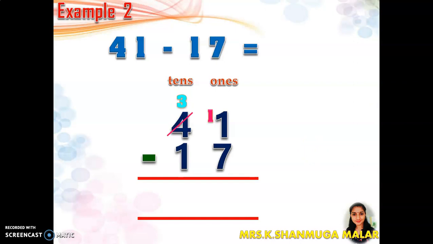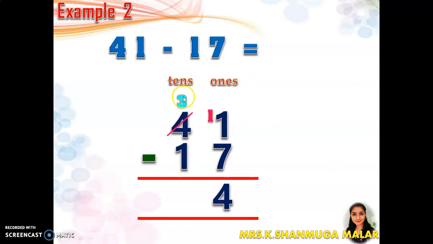Here we don't have 11 fingers. So we must start to count from 7. After 7 is 8, 9, 10, 11. Once we get 11, we must stop and count how many fingers we have. Students, how many fingers are there? 4. So the answer is 4.